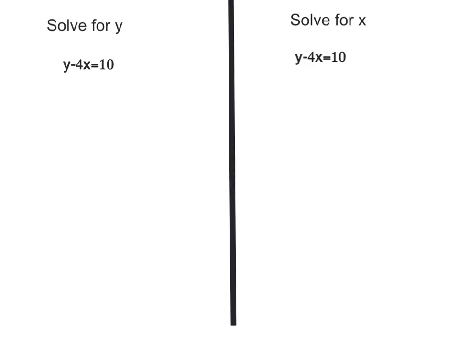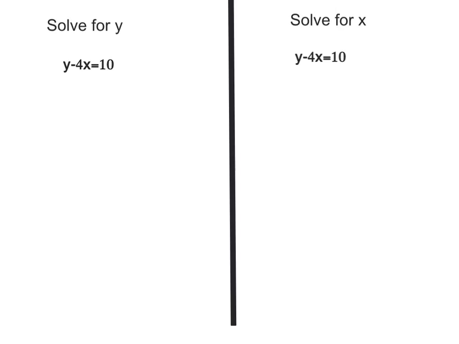So for this lesson, we are solving literal equations. Remember, literal equations have more than one variable. So I've given you one literal equation here, y minus 4x equals 10. On the left side over here, we are going to solve this for y. Over here, we're going to solve for x.